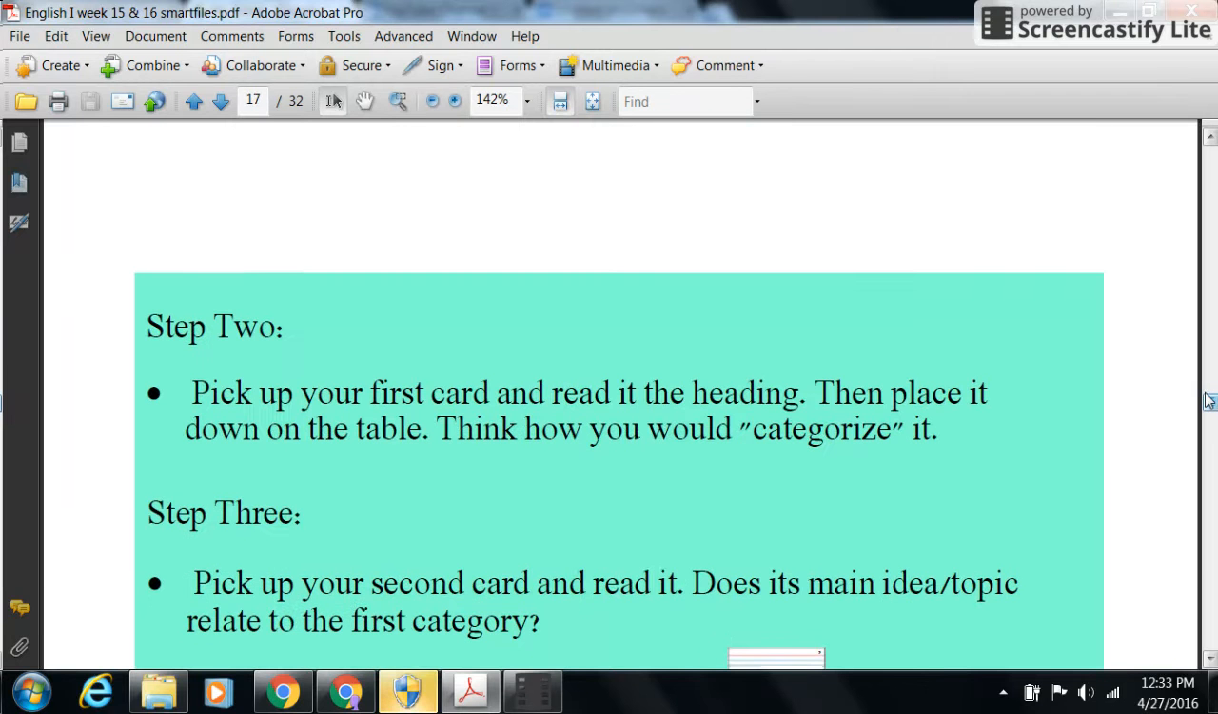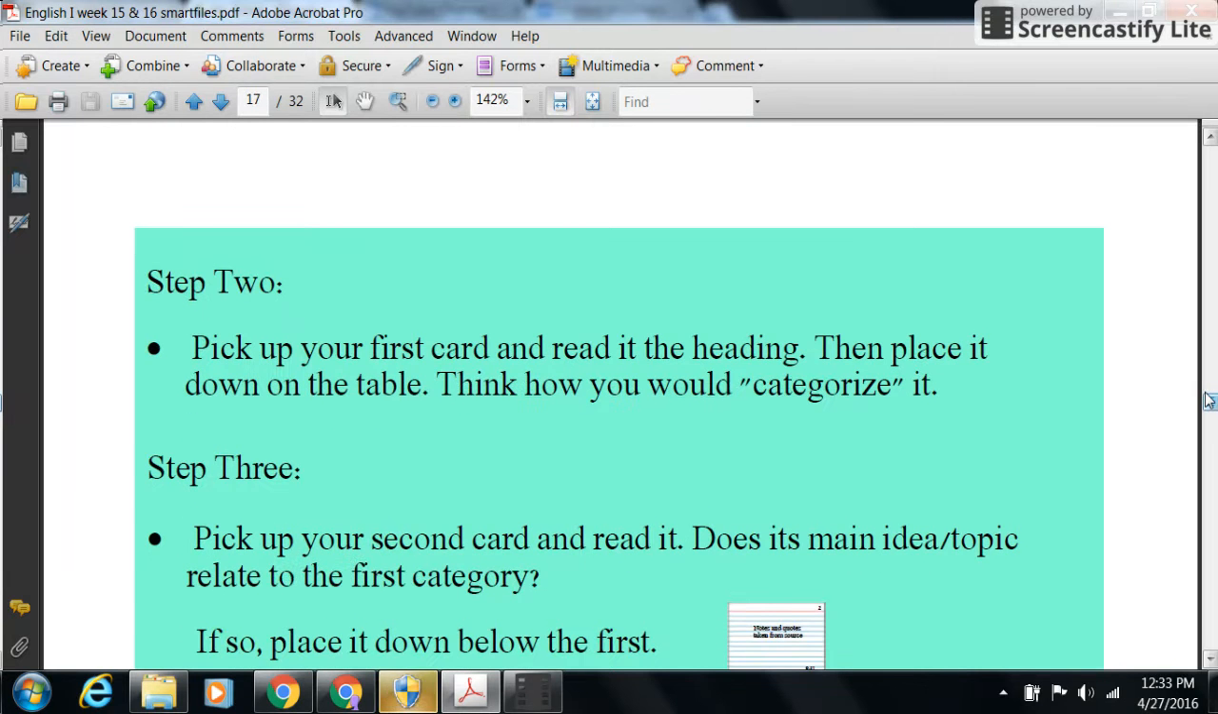Okay. Then you're going to pick up your first card and you're going to read it, and you're going to look at the heading specifically. And you're going to think about how I would categorize that. So again, with the same Martin Luther King Jr. idea, if I had a card with a heading of Martin Luther King Jr. and his assassination, I would lay that down and think, okay, that's about he was killed, and maybe I might want to think about how he was a civil rights leader, and that's a category as a civil rights leader.